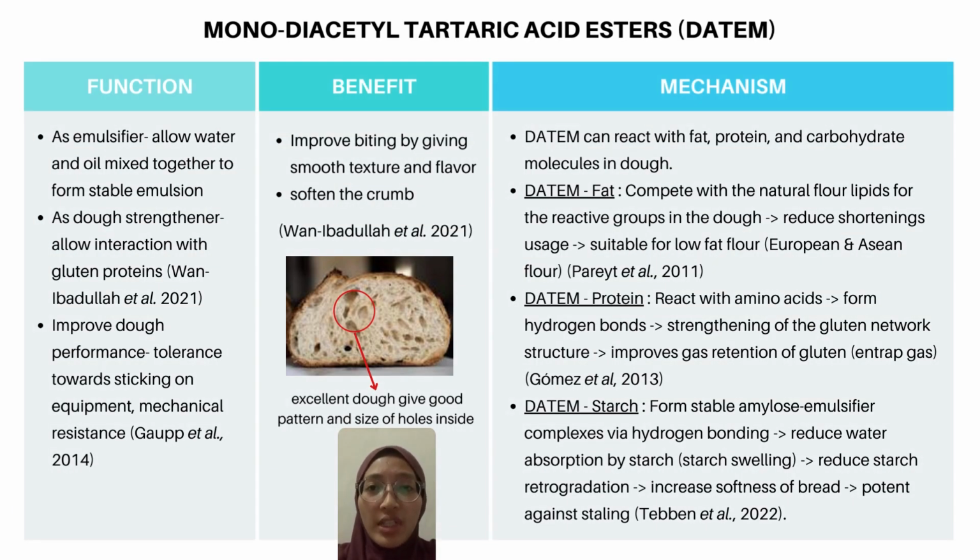So for function, as an emulsifier it allows water and oil to mix together to form a stable emulsion. For benefit, it improves biting by giving a smooth texture and also flavor. Next, it functions as a dough strengthener that allows interaction of gluten protein, which gives an excellent dough that softens the crumb by giving a good pattern and size of holes.